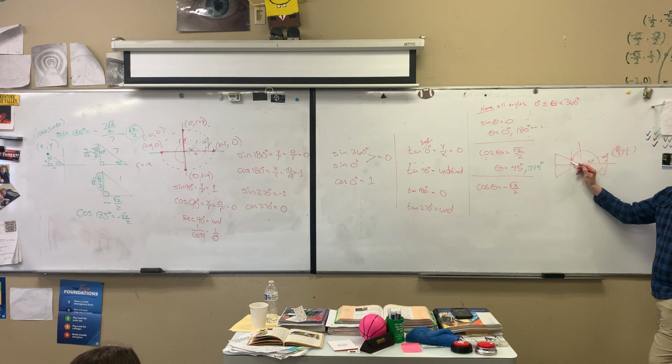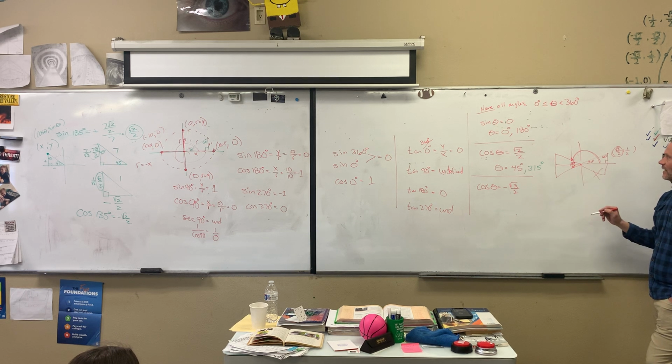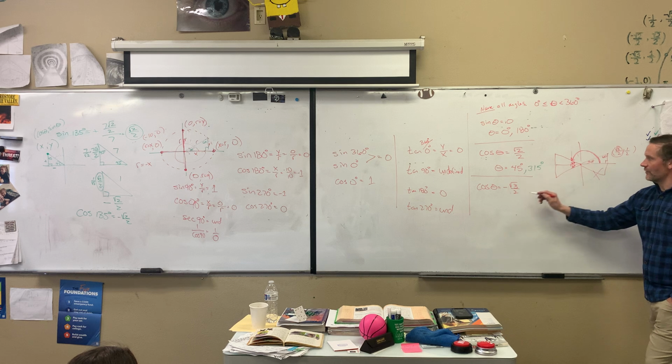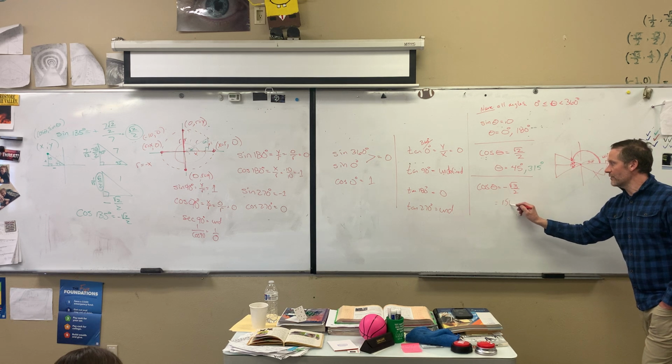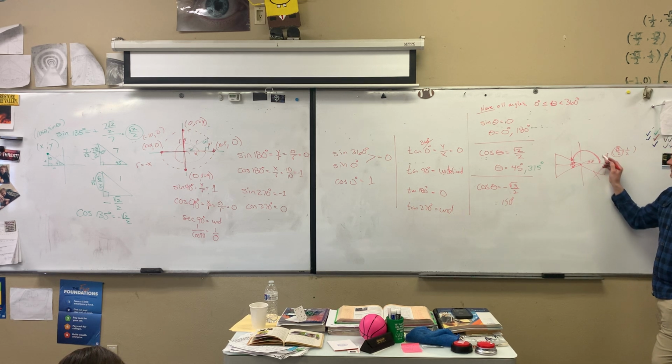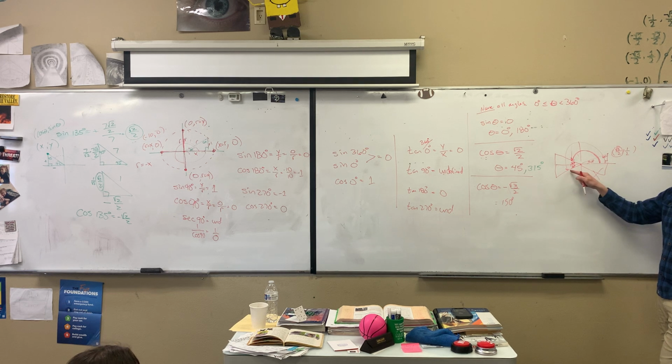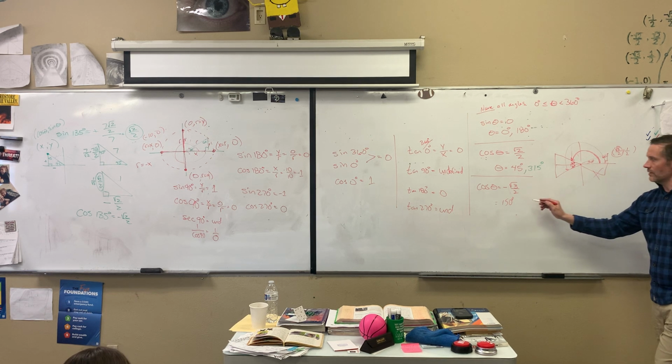What's the angle measure here? 30. So what's the angle measure here? 30. Sorry, what's the angle measure here? 30. So to get to right here, what's that angle measure now? 150. So I know 150 is the angle measure. And then what's the next angle that I get to? So you go all the way over to here, 210.